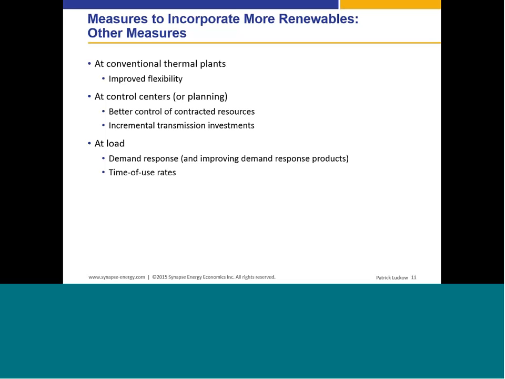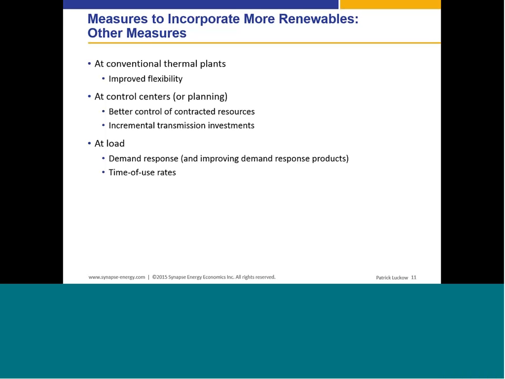You can also do better work at control centers or in the planning phases of a power system. One of the key points that we've looked at is doing a better job of thinking about your long-term contracts for specific resources. If you have a must-run contract even for a conventional resource, that's also posing a constraint on your system because you need to take that out of all hours.